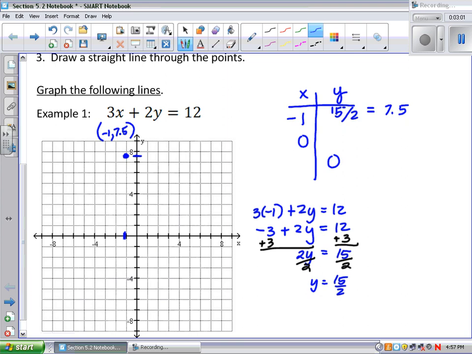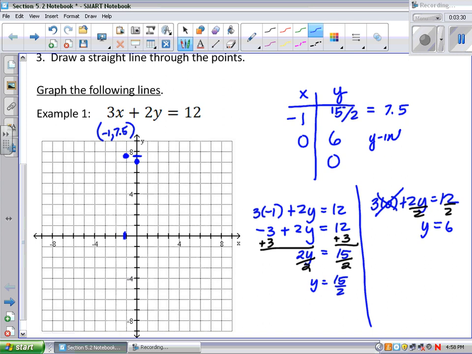And if we do the second value in our table, we said we were going to let x equal 0. So 3 times 0 plus 2y equals 12. 3 times 0 is 0, so we can ignore that. 2y equals 12. Divide both sides by 2, and we get y equals 6. So now we're looking for the point 0, 6. 0, 6 happens to be our y-intercept.